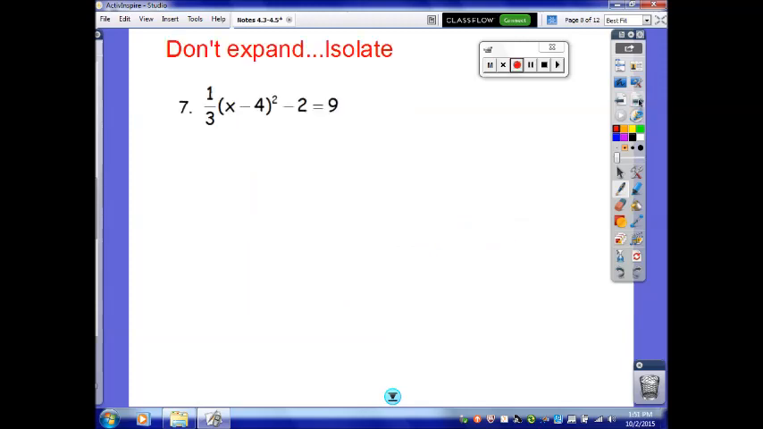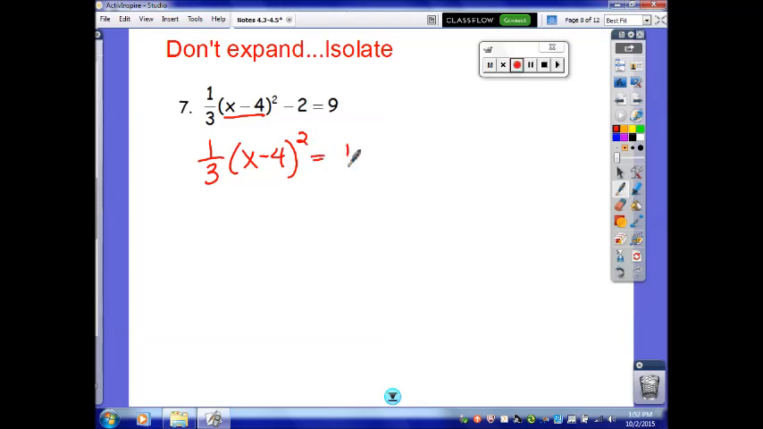Here again, this is a factor that I can isolate. You don't want to expand this because you're going to make this a much nastier problem if you expand that. So what I'm going to do is treat that factor x minus 4 as kind of like my variable. I'm going to get that by itself, and I'm going to show you how to handle that. So that means I want to add 2 first. Can't distribute that 1/3 in there because that's squared.